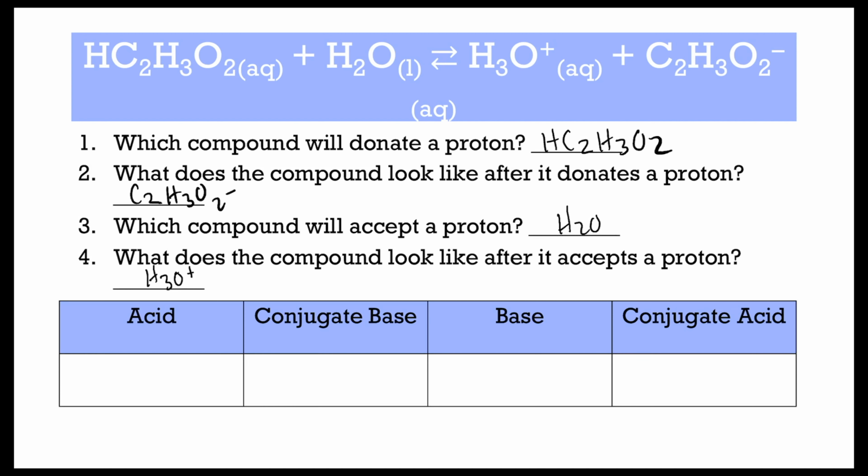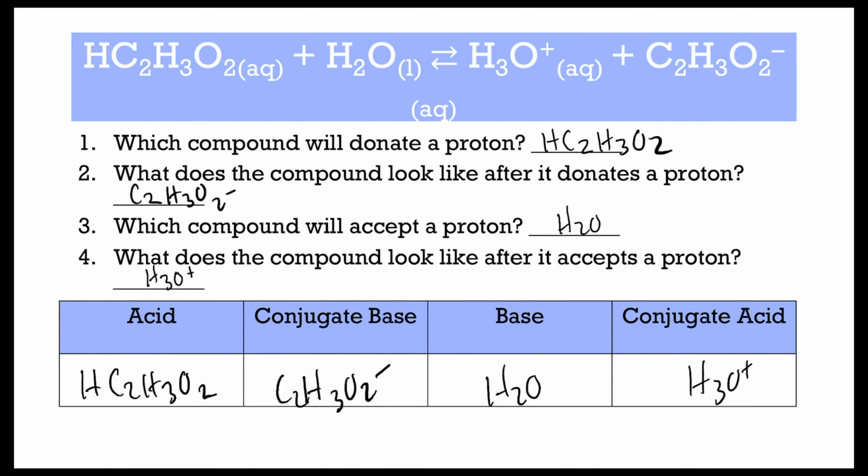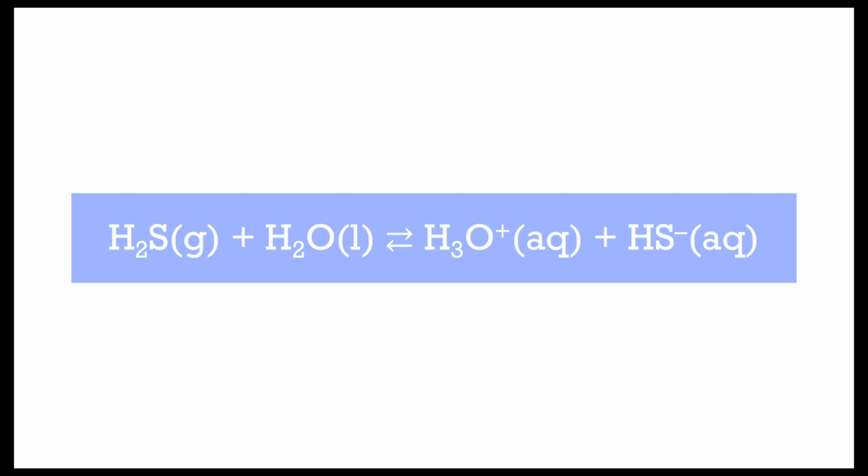So if we're filling out our chart, we have this as your acid, C2H3O2 minus as your conjugate base, H2O as your base, and then H3O plus as your conjugate acid. Okay. Next one.